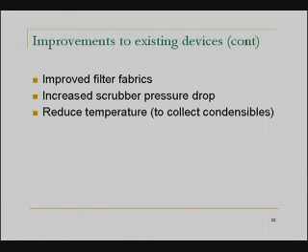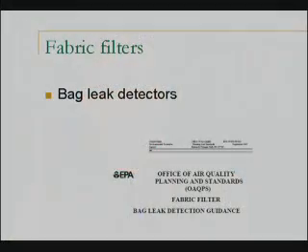Reducing the temperature of a process stream and a vent stream can lead to condensation of the condensables and therefore being in the particle form when they see a control device, and therefore reducing the temperature can lead to better collection of condensables. This slide indicates a document EPA put out in the 90s talking about bag leak detectors as a way of determining in a more expeditious way when fabric filters are malfunctioning and thus reducing emissions.